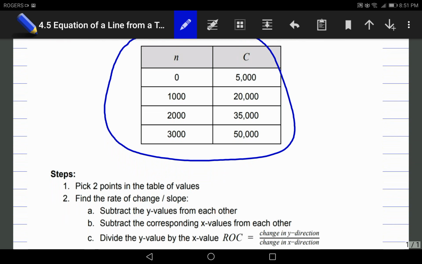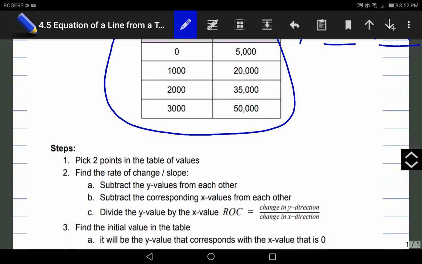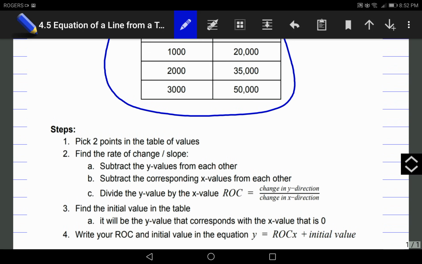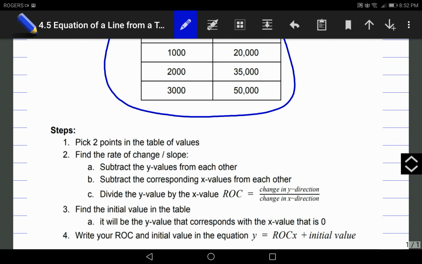And remember that the equation is in the form of y equals rate of change times x plus the initial value. So we're looking for the rate of change and we're looking for the initial value. Let's start with looking at the steps required. I wrote out the steps for us here, so we're going to go through the steps one by one.